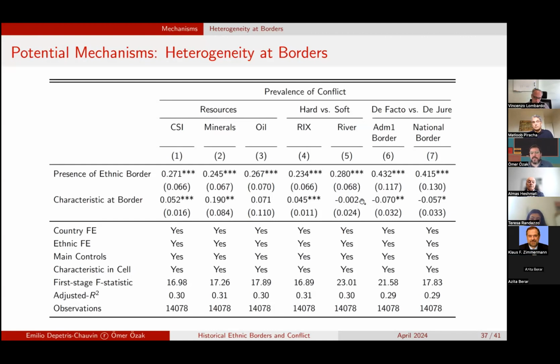With rivers, we find no correlation. Again, I think there are two forces working here. On the one hand, rivers may help delineate the border better, but at the same time, we know there are these upstream, downstream effects which exacerbate conflict. So it could be that it works.